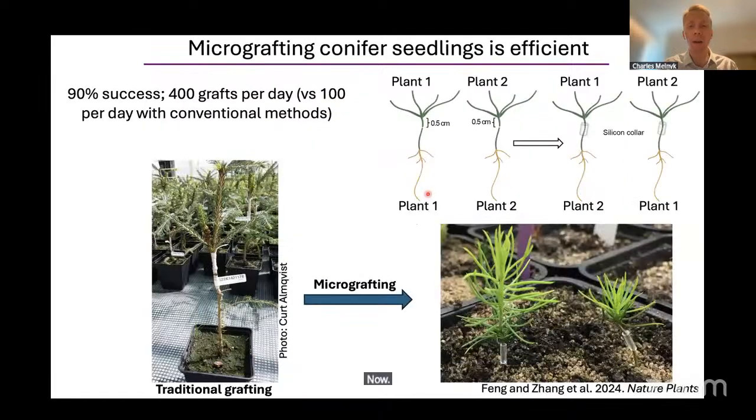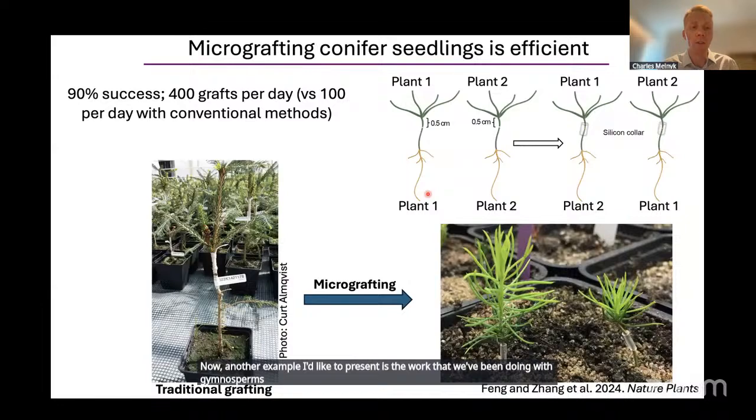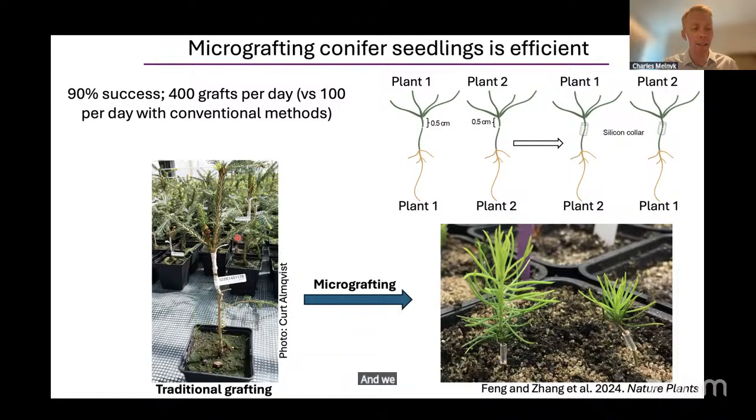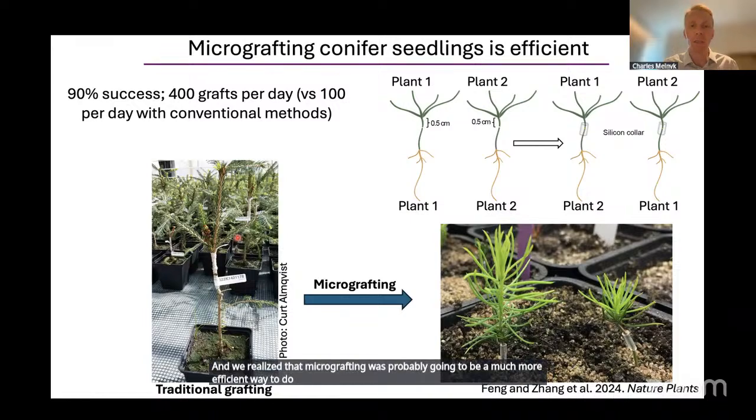Now, another example I'd like to present is the work that we've been doing with gymnosperms. So this is another major group of plants. And traditionally, gymnosperms have been grafted in horticulture. And in Sweden, approximately 20,000 trees are grafted a year using these types of methods on more mature trees. And we realized that micrografting was probably going to be a much more efficient way to do this. So we developed techniques to micrograft very, very young seedlings.